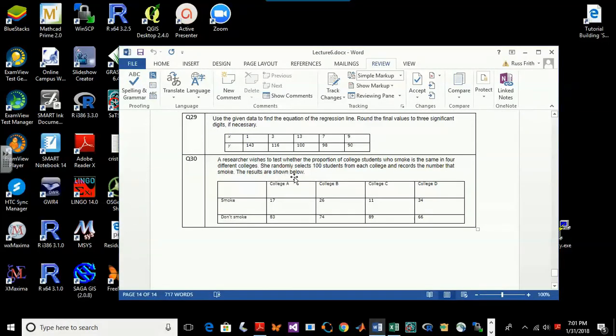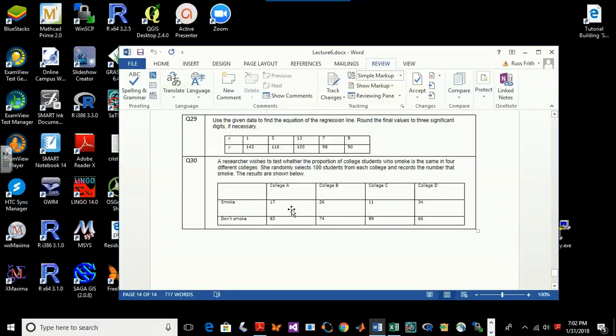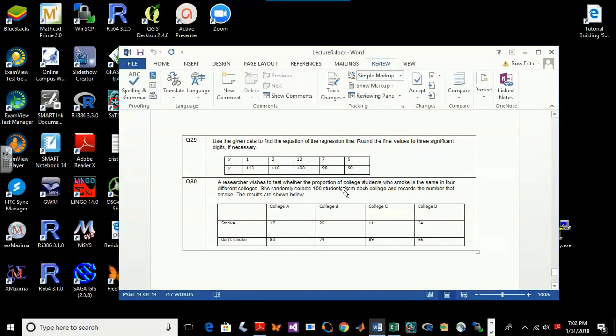A researcher wishes to test whether the proportion of college students who smoke is the same in 4 different colleges. She randomly selects 100 students from each college and records the number that smoke. And here are the results. So what do we want? She wants to test whether the proportion of college students who smoke is the same at all 4 colleges. How many people are we testing? 100 students, okay? So this would be an example of testing proportions.